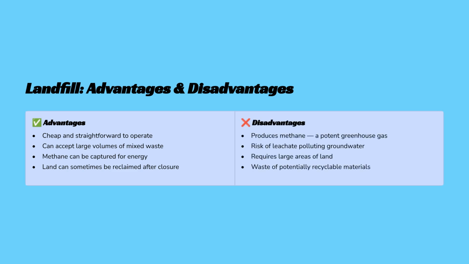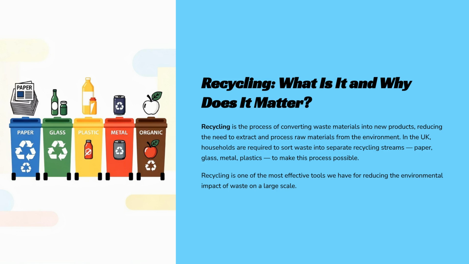But they also have clear disadvantages, including the risks of pollution, land requirements, and the loss of materials that could have been recycled. Recycling is the process of converting waste materials into new products. In the UK, households play a key role by sorting waste into streams like paper, glass, metal, and plastic, making it one of our most effective tools for reducing environmental impact.